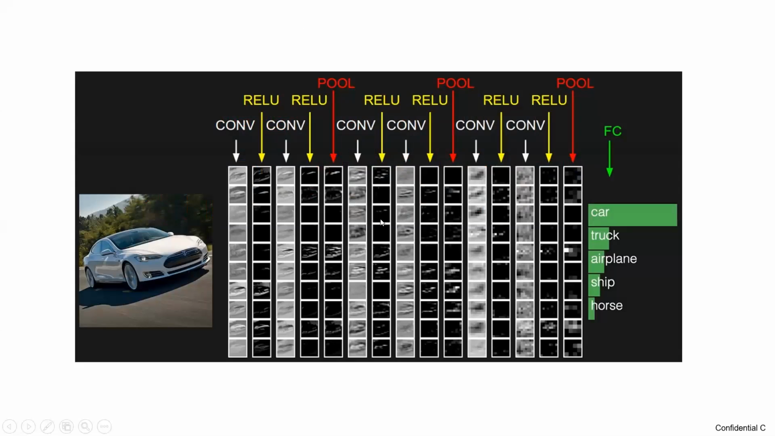This is a simple example of how the car has been passed across all the layers, and when it reaches the last layer, the probability score for the car is high.